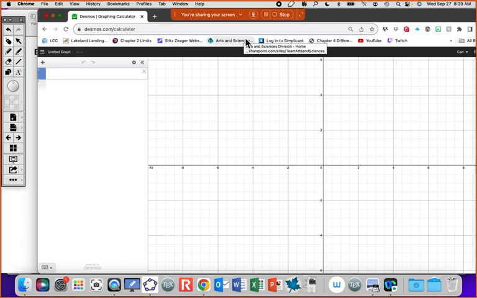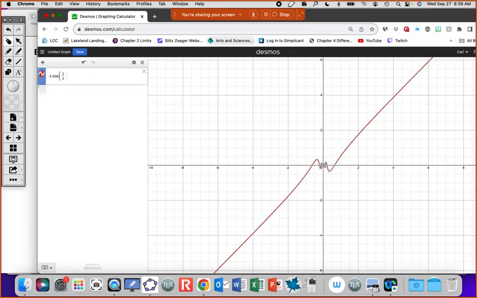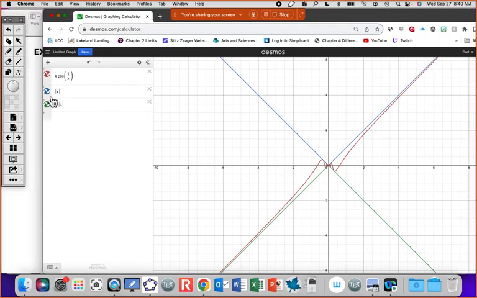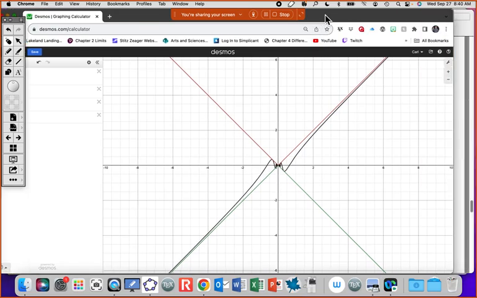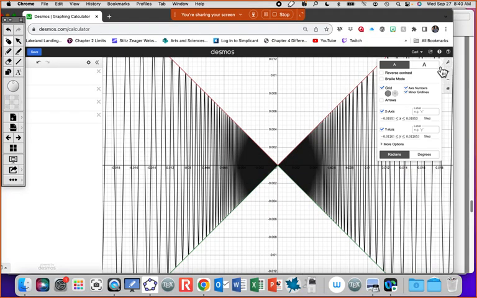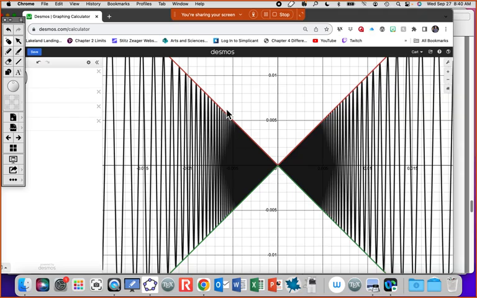If I look at, so I guess we would use x here, x cosine 1 over x, and then absolute x and negative absolute x. Let's keep things consistent here. The actual function I used was black, the function on top was red, and then there's green. So if we zoom in here near 0, do you see how this function is getting squeezed between the two absolute values?